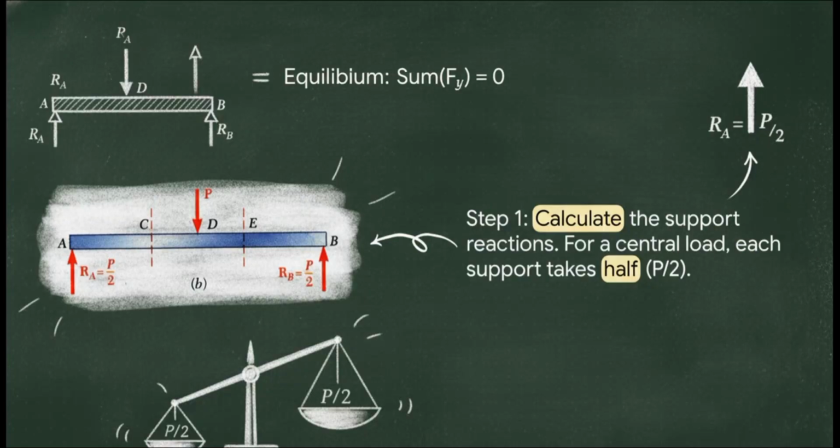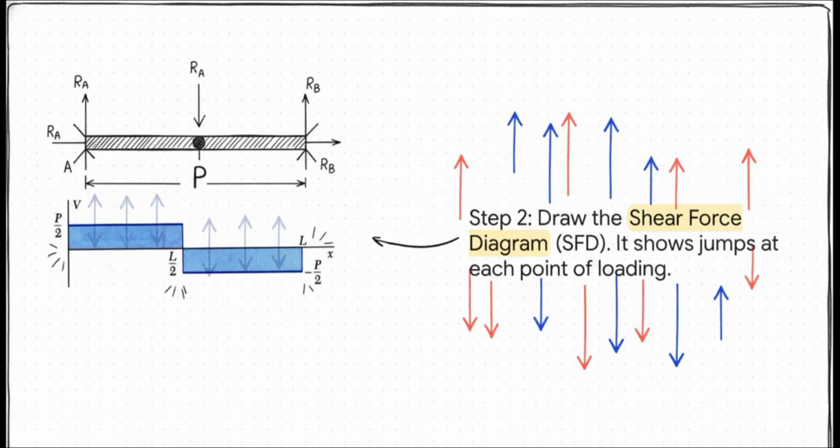So step 1, and you can never, ever skip this, you have to figure out the reaction forces from the supports. For this beam to not go anywhere, the supports have to push up with the same total force that the load is pushing down. And because our load P is dead center, the math is easy. Each support just takes half the load, so P divided by 2 on each side. Awesome. Now we can draw the shear force diagram.